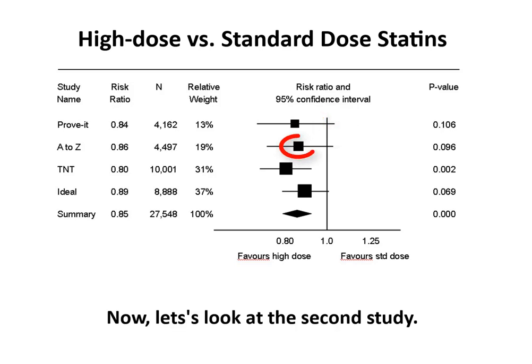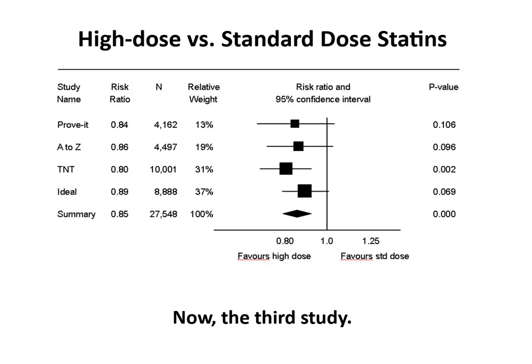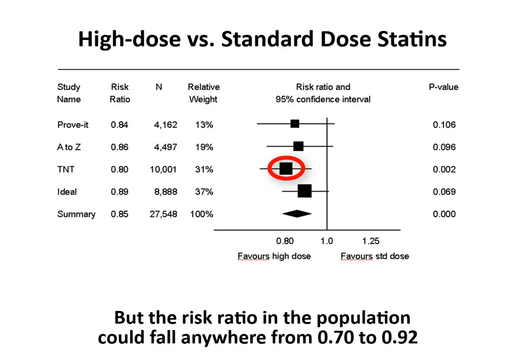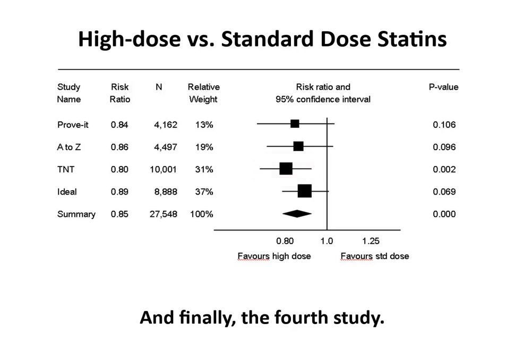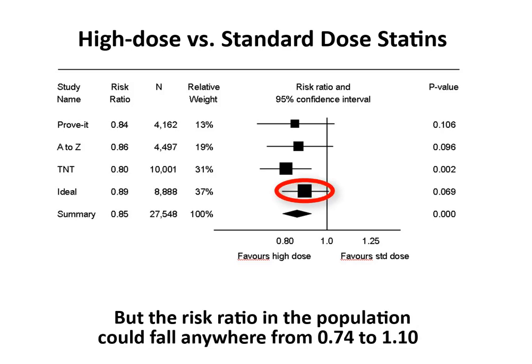Now let's look at the second study. The risk ratio in the sample was 0.86, but the risk ratio in the population could fall anywhere from 0.72 to 1.03. Now the third study. The risk ratio in the sample was 0.80, but the risk ratio in the population could fall anywhere from 0.70 to 0.92. And finally, the fourth study. The risk ratio in the sample was 0.89, but the risk ratio in the population could fall anywhere from 0.74 to 1.1.